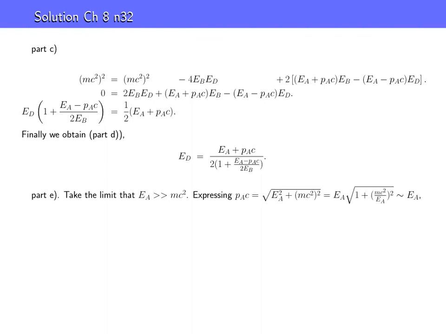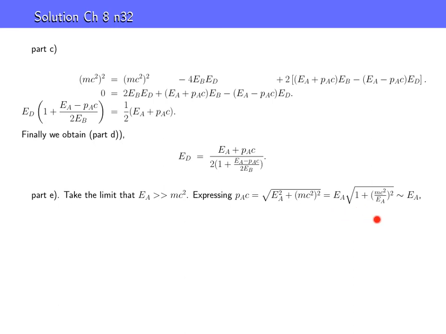So this is what we get. So that means that EA is much, much greater than MC squared. That's what the limit means. And we can express the momentum back out here. And again, factoring out the EA, just because we want to do this expansion, or this limit, we'll factor out EA there. And we get this term here.